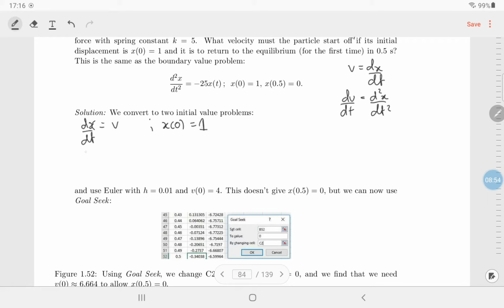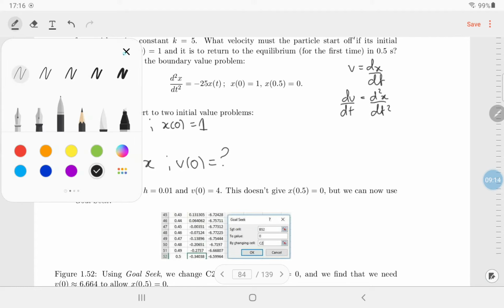And then dv/dt is the other one, equal to the second derivative, which as we can see is minus 25x. This is the differential equation for v, so we should put the initial value of v, but we've no idea what that is. Now, for some reason, I'm picking v of 0 equal to 4. It makes way more sense, I think, to pick v of 0 equal to 0.